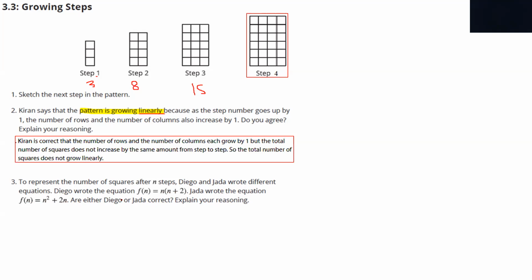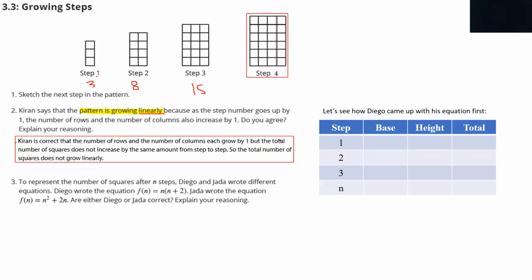Okay, so now that you had an opportunity to determine whether Diego or Jada is correct, the best way that I can explain how Diego got this equation n parentheses n plus 2 is by providing you with the table. In this case, the step number would be the number of the step in the pattern, and we're looking for the nth step. That's why Diego and Jada both use the variable n. In order for us to determine that, we need to find how many total bases and height we have and the total number of squares.